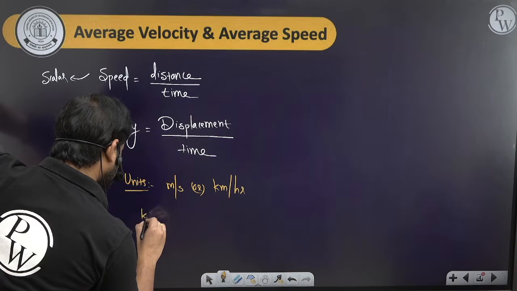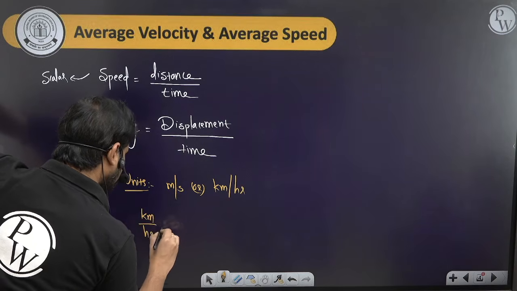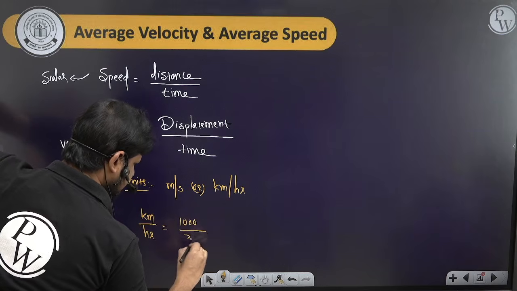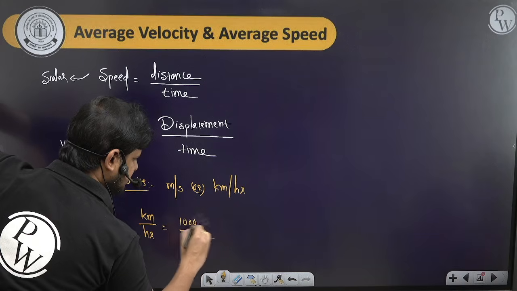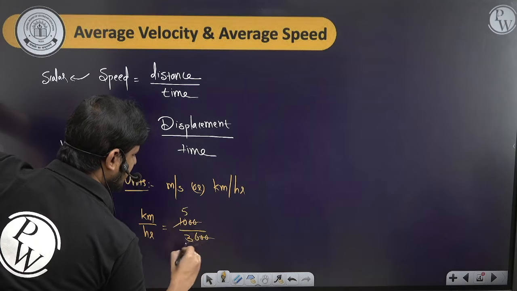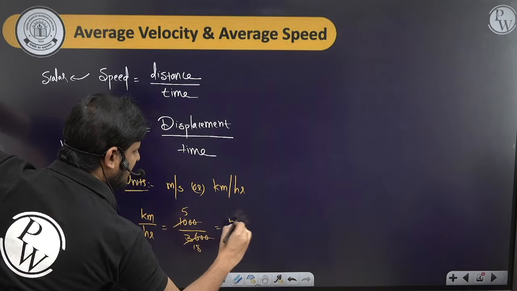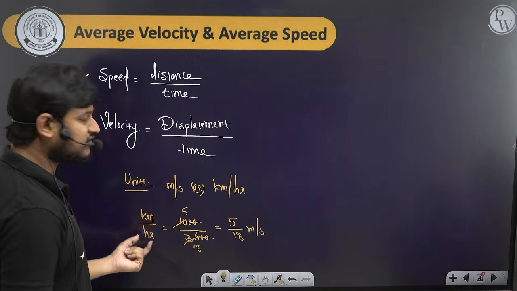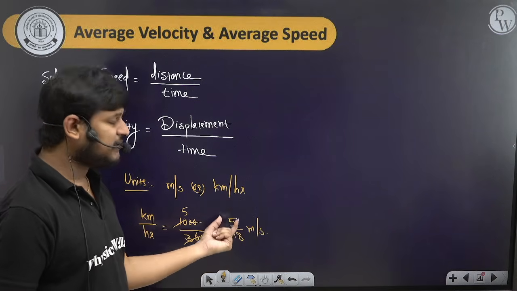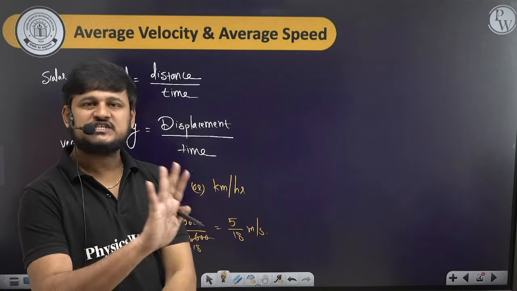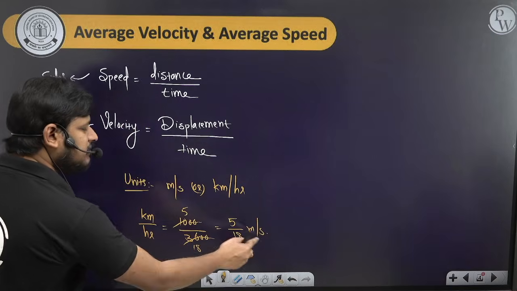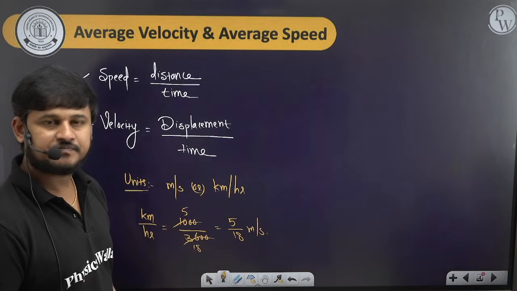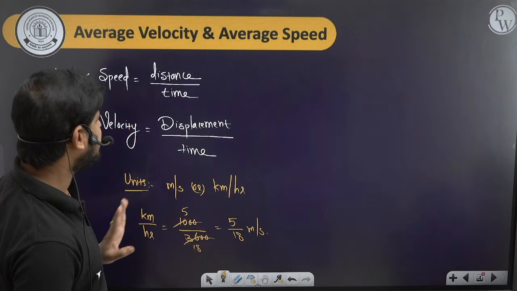Right, so kilometer per hour to meter per second. 1 kilometer is equal to 1000 meters, and 1 hour is equal to 3600 seconds, so 5 by 18. Whenever you have to convert from kilometer per hour to meter per second, multiply by 5 by 18. And vice versa, if you have to convert meter per second to kilometer per hour, then 18 by 5. Understanding? This is just a basic thing.